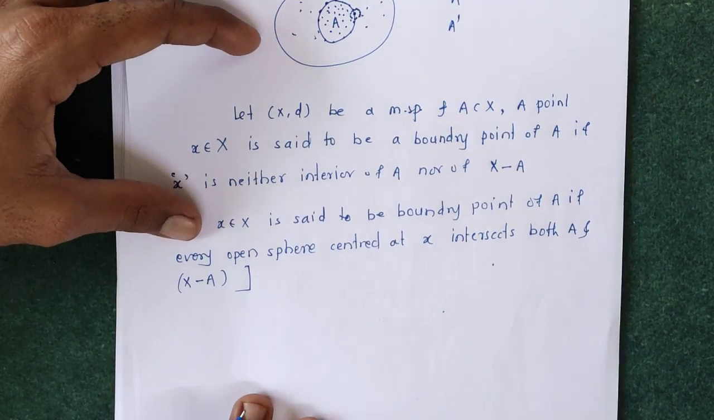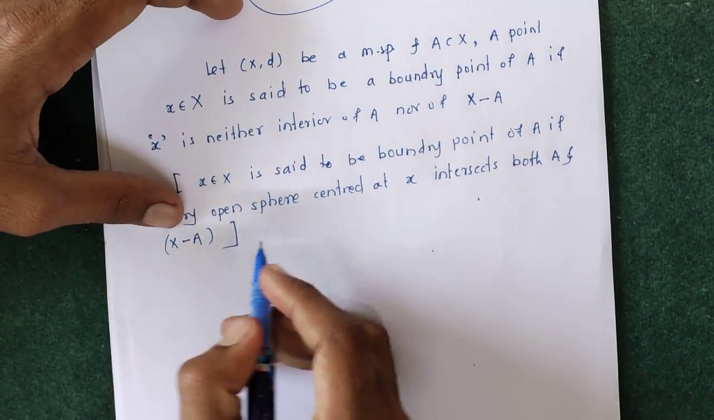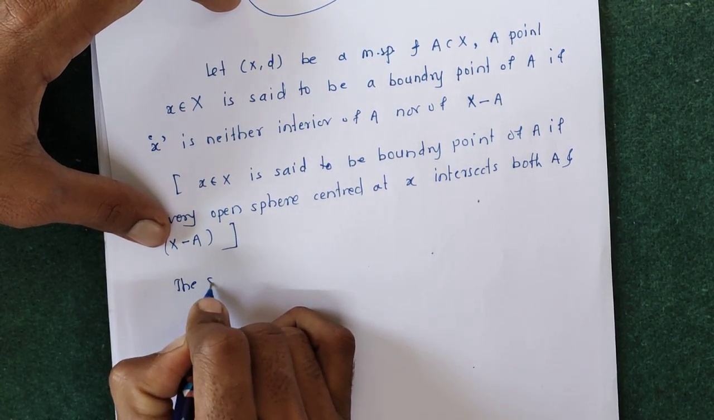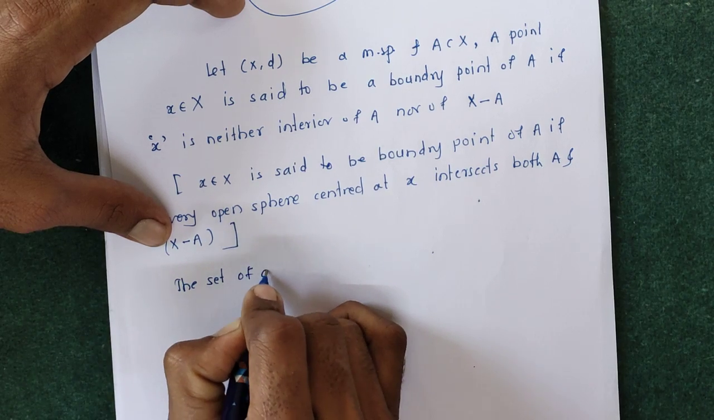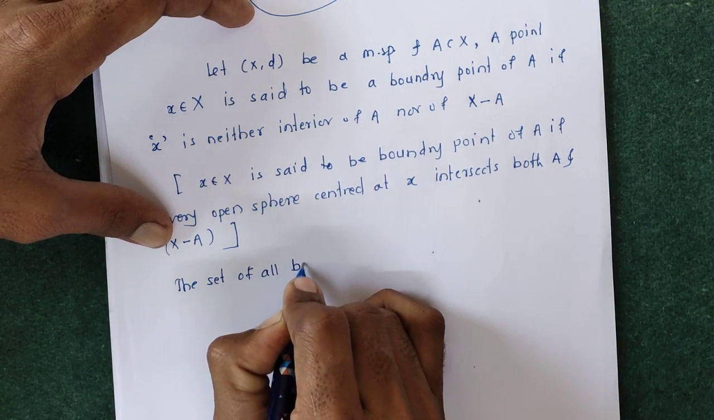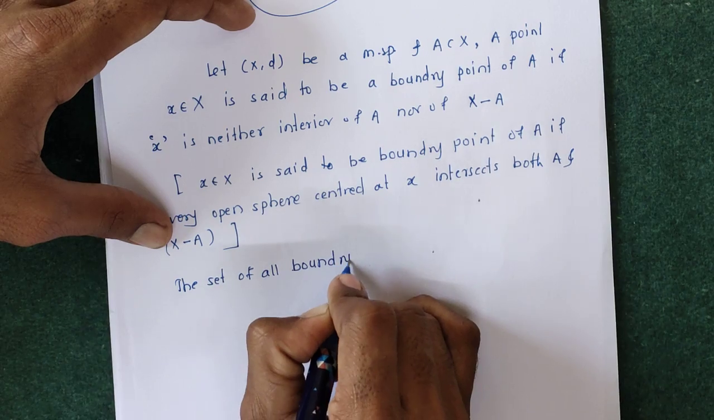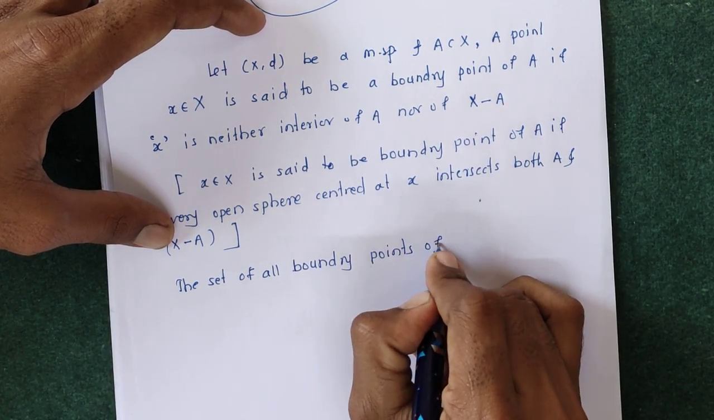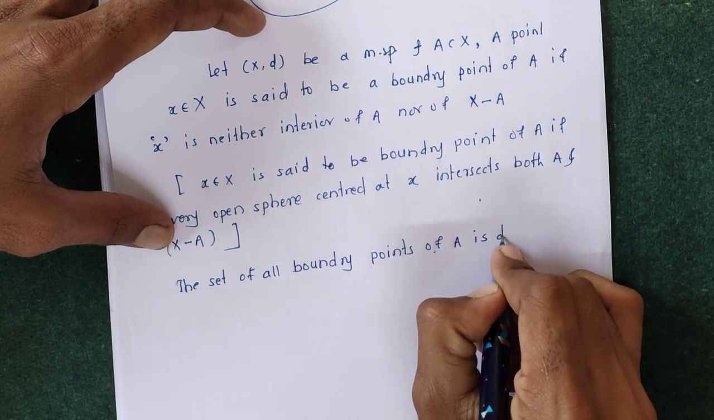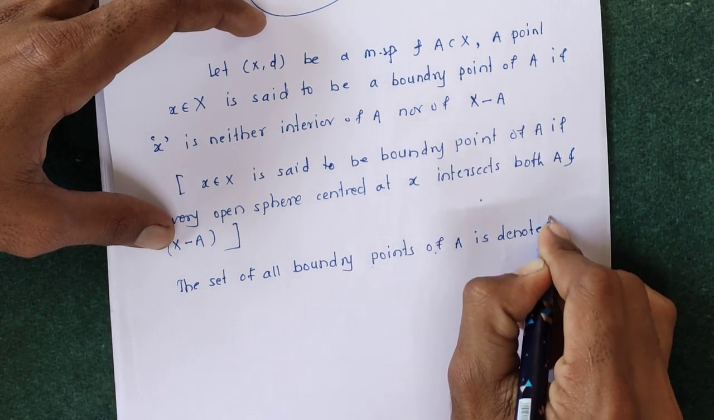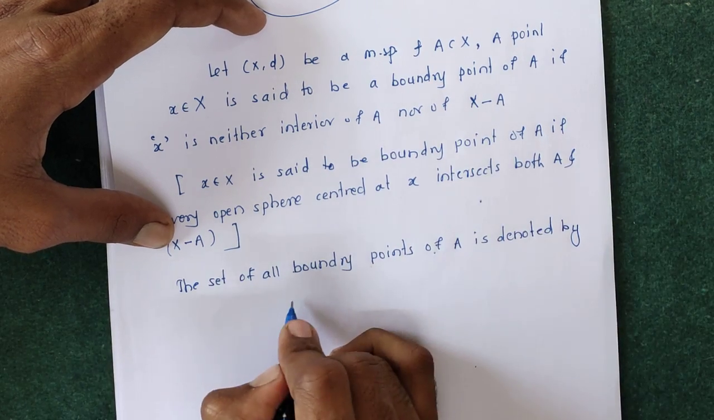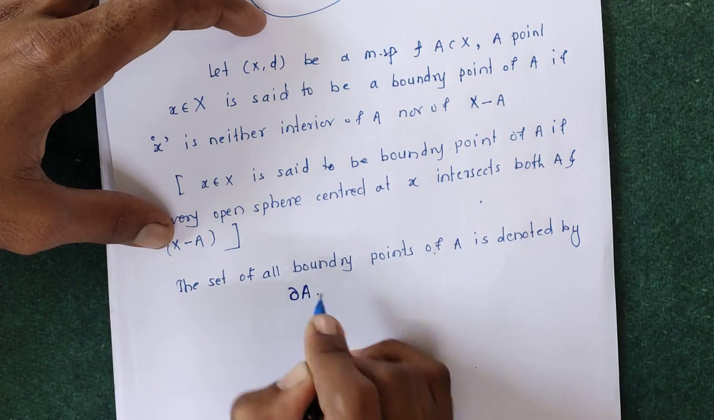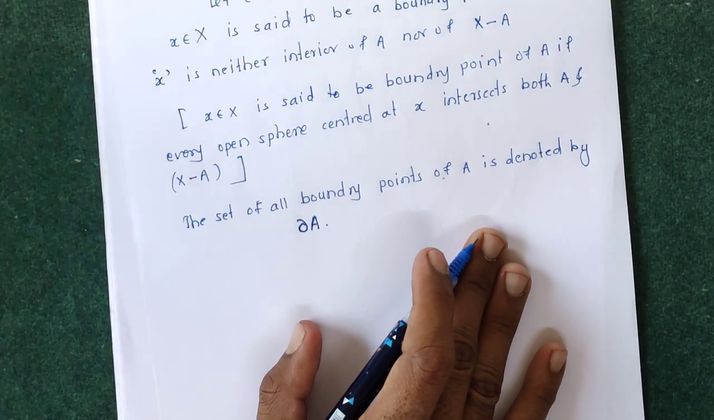Now the notation of the boundary point. The set of all boundary points of A is denoted by this notation. This is the notation of boundary points of A.